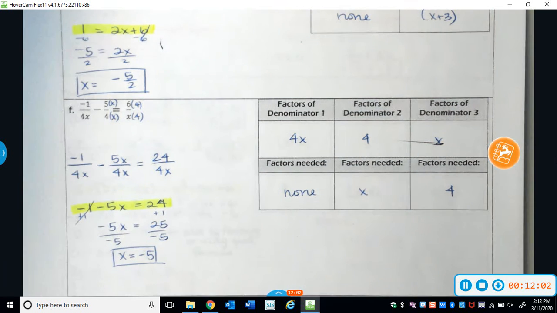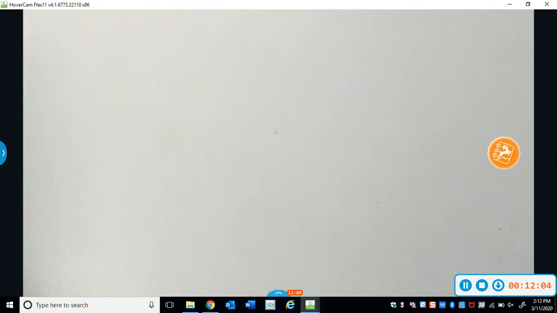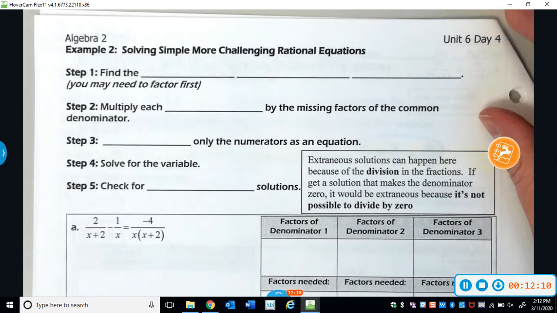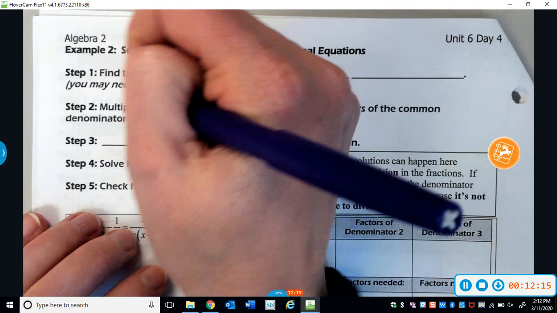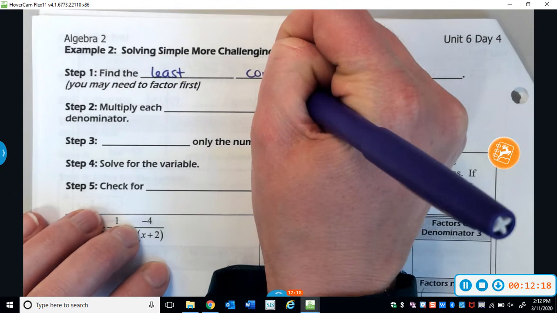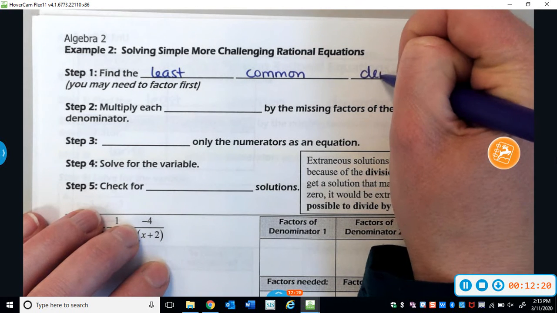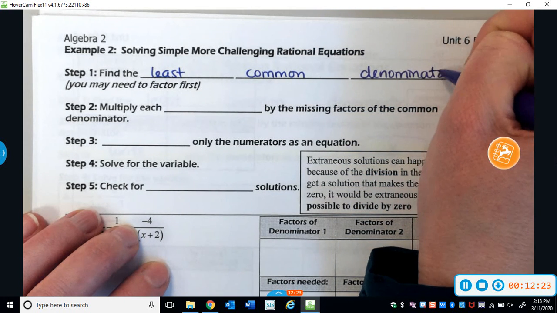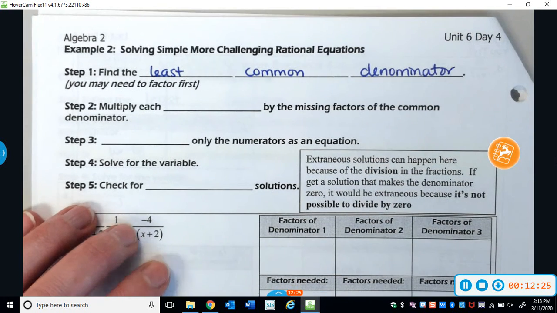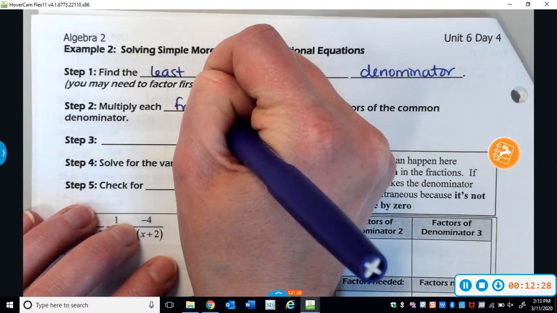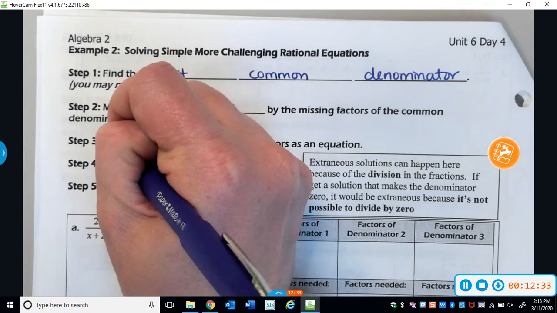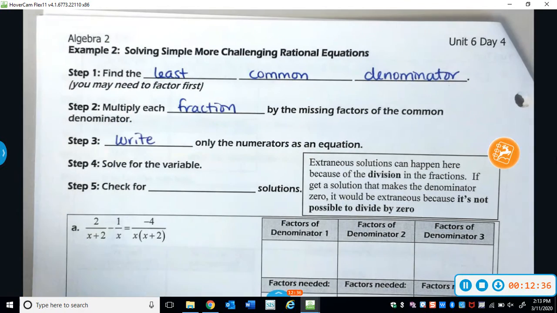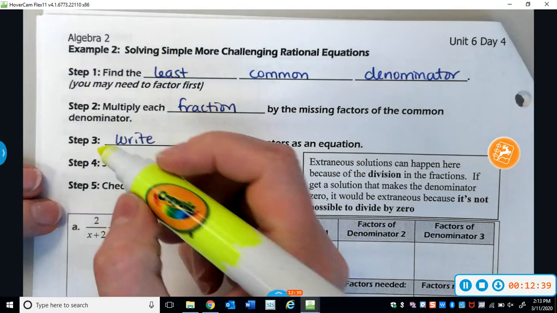All right. So we have just a couple more examples to do. And once again, the process is the same, it's just that the examples become slightly harder each time just to build up your skills. So we're still going to find the least common denominator for these. And once we know what our common denominator is going to be, we'll multiply each fraction by whatever factors it needs. And we're going to remember that we have to, at that point, write only the numerators as an equation.